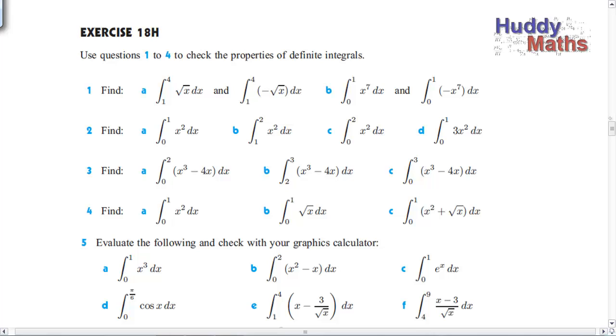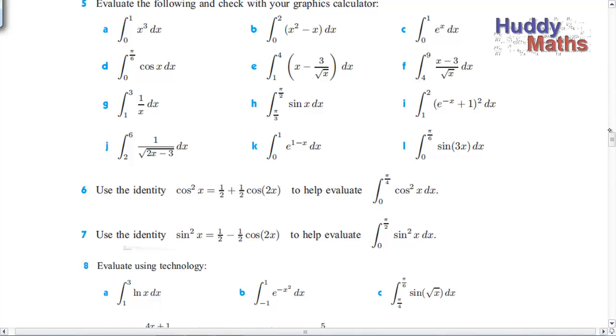This is from Hayes Publications, and just go through using questions 1 to 4 to check the properties of definite integrals here. They're saying do each one and just relate them, the negatives and so on, and see if they are equal. Part A is checking, these should be what? These should be the negative of each other, and so should these. So just go through and see how it all works. Go down and have a look at those, and then I'll show you the answers afterwards. Let's go down to question 5.